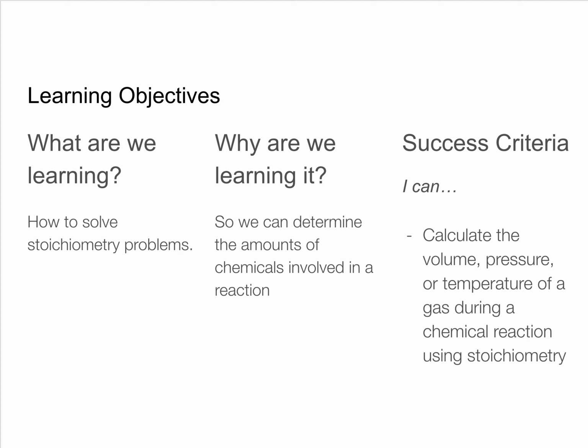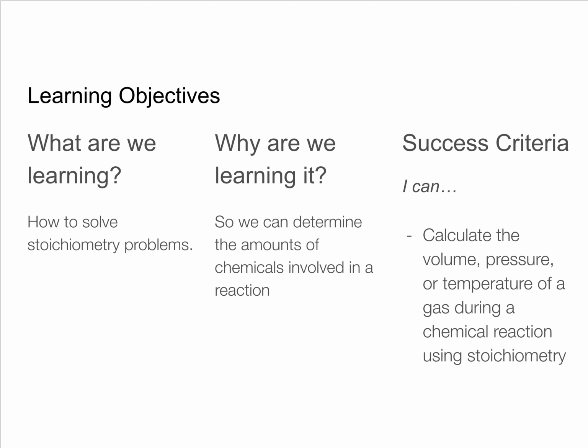Today we're continuing to look at solving stoichiometry problems so we can determine the amounts of chemicals involved in a reaction. And this time we're going to take a look at gas stoichiometry. So we're going to use the ideal gas law so we can solve for volume, pressure, or temperature during a reaction.